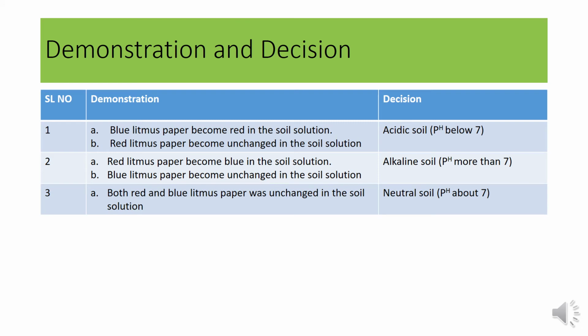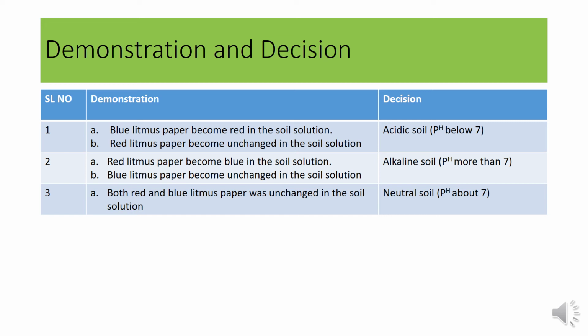In this slide, you can see a table where demonstration and decision are present. From the table, the first column represents serial number, the second column demonstration, and the third column represents decision. Point 1. Blue litmus paper becomes red in the soil solution. Red litmus paper remains unchanged in the soil solution. Then the decision will be this soil solution is an acidic soil and its pH is less than 7.